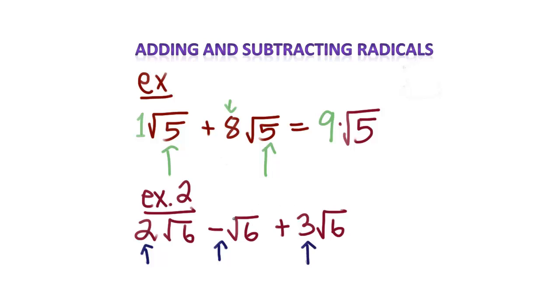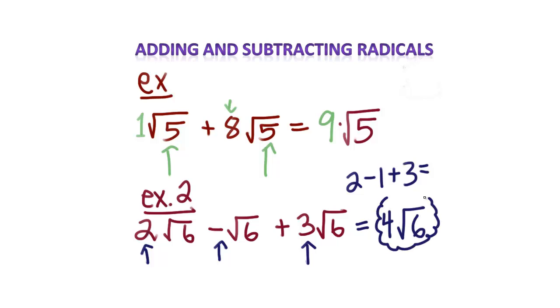So just thinking of the numbers, we have 2 minus 1 plus 3, and if we do out the operation, it'll be 2 minus 1, which is 1, plus 3 is 4. So our answer is going to be 4 radical 6. Right? That's our final answer here.